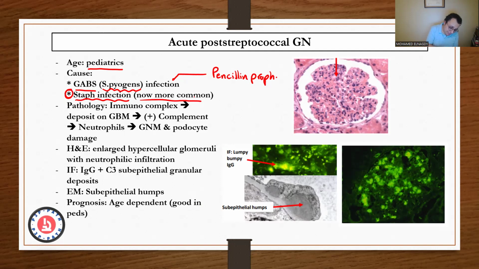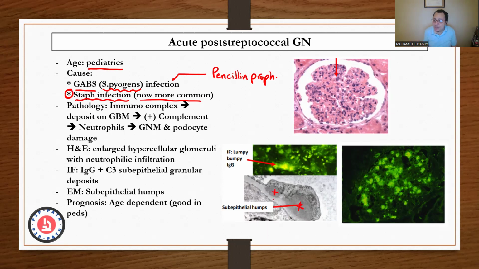What happens here classically, as you know, is that the group A beta hemolytic streptococci produce this protein M, which is one of the antigens that the bacteria produce. The antibodies against protein M will bind. This will make an immune complex, like a circulating bomb in the circulation. It deposits on the glomerular basement membrane from the epithelial side. They get filtered and deposit on the epithelial side. See?